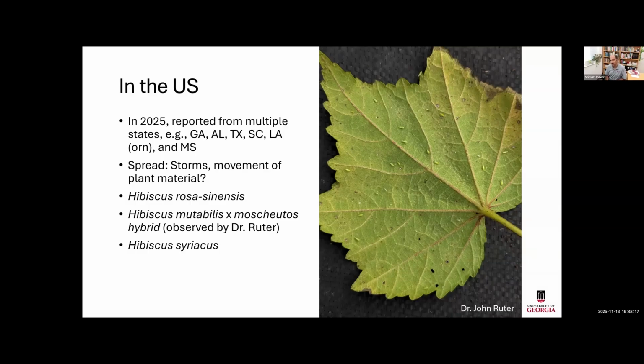We know that this is a pest on hibiscus because we are seeing them on different species of hibiscus: tropical hibiscus, that is, or Chinese hibiscus, Hibiscus rosa-sinensis, or the hybrid here, where Dr. John Reuter, who's a breeder, reported on this particular hybrid, and we are seeing the population on Hibiscus syriacus. So they are a pest of hibiscus for sure. We know that for sure. I'll show you a few slides about that.